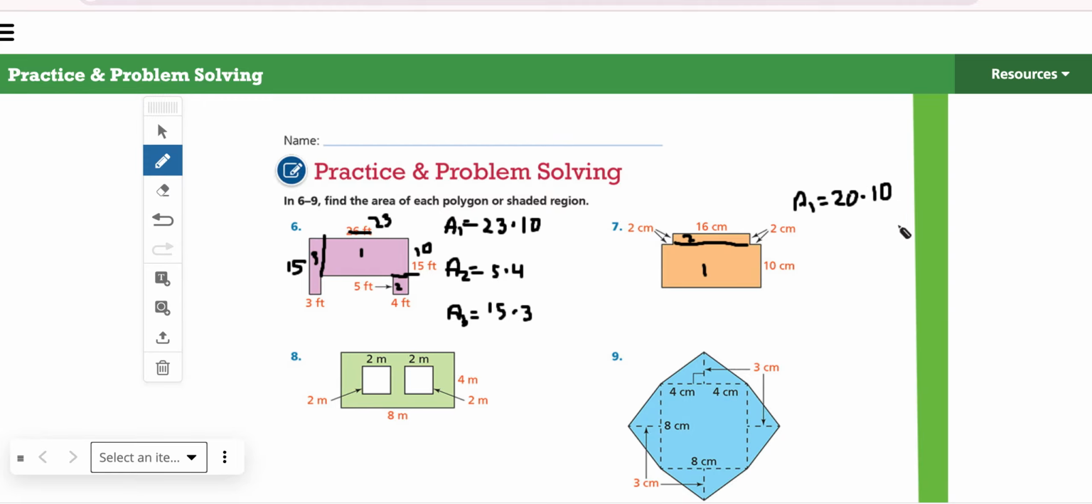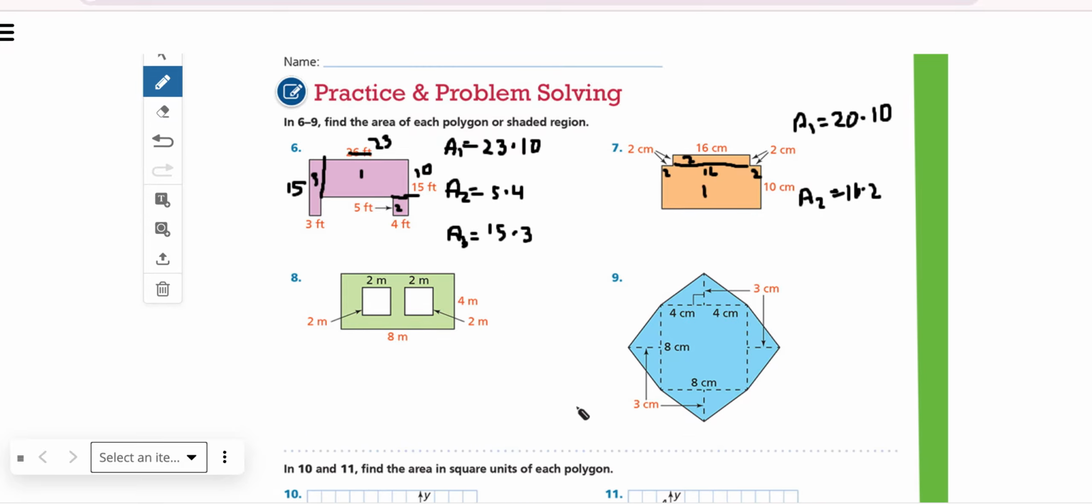So once again, how do I get 20? Remember, this little piece is 2, this little piece is 16, and this little piece is 2. If you add them together, 2 plus 16 is 18, and 18 plus 2 is 20. That's where the 20 comes from. Now area of the second rectangle will be, we already know that is 16, times down here is 2, so 16 times 2. So once you get those two areas, add them up, and that will give you a total area.